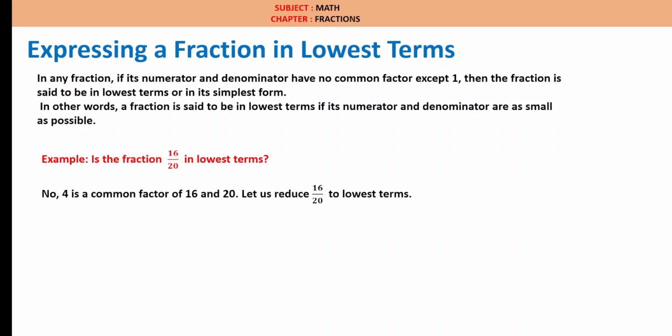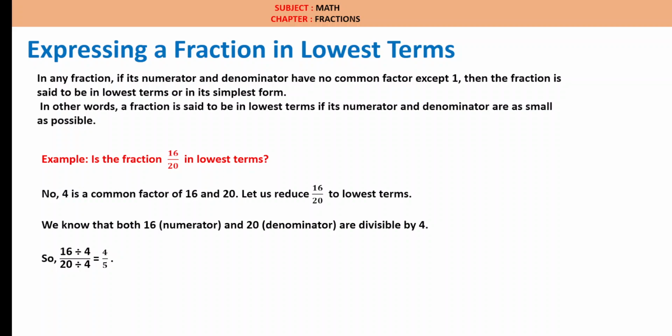No, because 4 is a common factor for 16 and 20. So therefore, 16 by 20 can be reduced to lowest terms by dividing the numerator and denominator by 4. Therefore, 16 divided by 4 over 20 divided by 4 is equal to 4 by 5. Therefore, 4 by 5 is the lowest terms of 16 by 20.